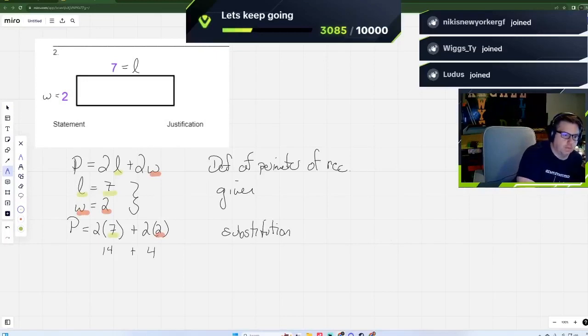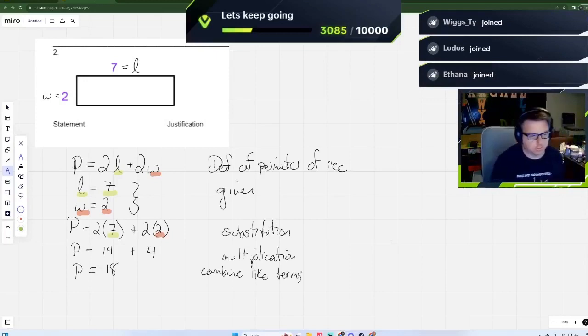2 times 2 is going to give me 4. Add them together. So this is just multiplication, and then we'll get 18 when we combine like terms. You could do addition as well. I just think combine like terms gives you a better understanding for when it's 14x plus 4x. So I'm really trying to push that agenda. And that's it. That's all you got to do.